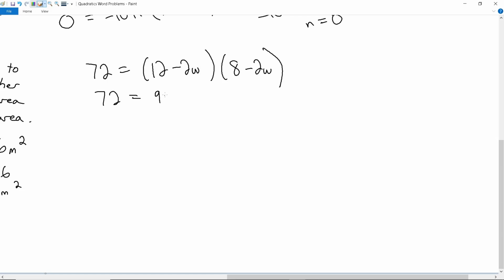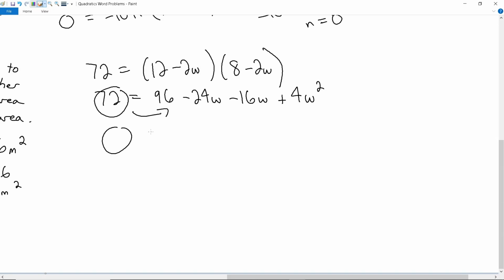12 times 8 is 96. 12 times negative 2w is negative 24w. Negative 2w times 8 is negative 16w. And finally, negative 2w times negative 2w gives me 4w squared. Now we just need to move this over and collect our like terms. So 96 minus 72 minus 24w minus 16.